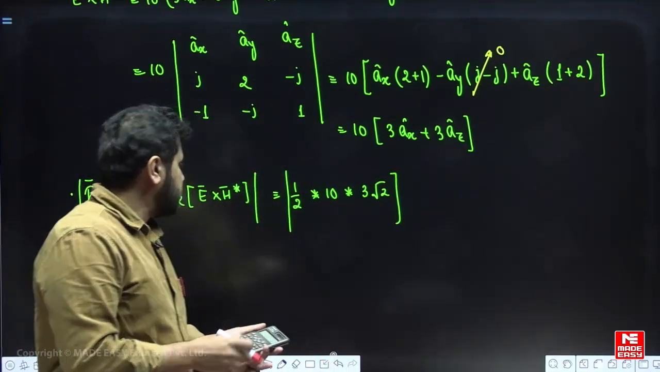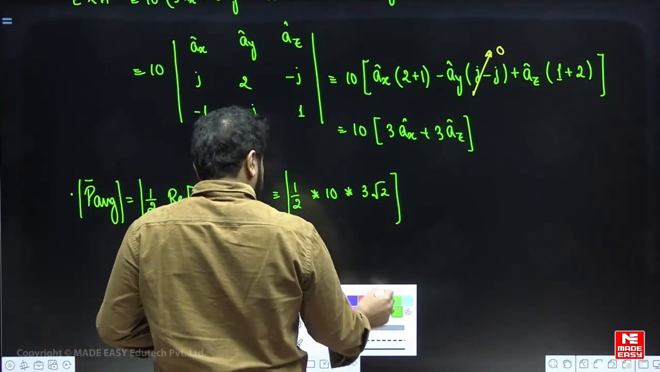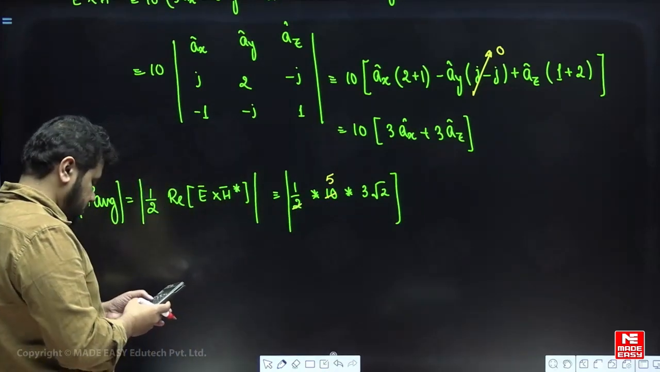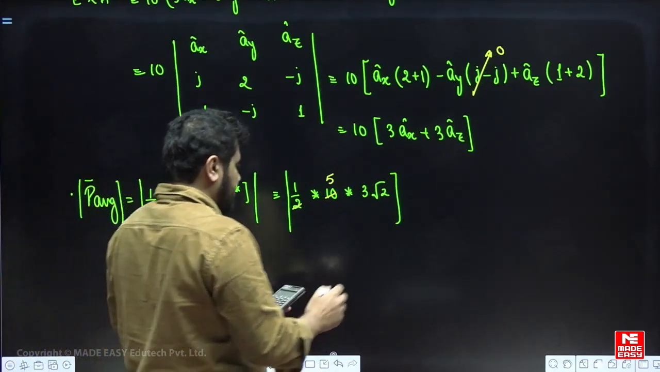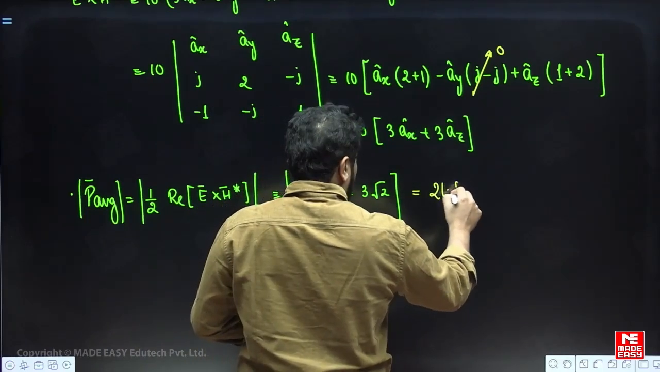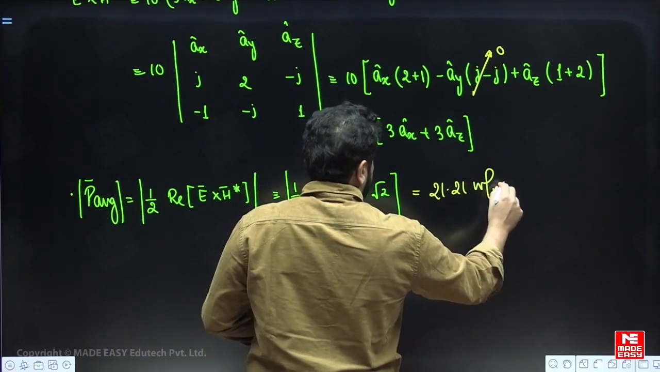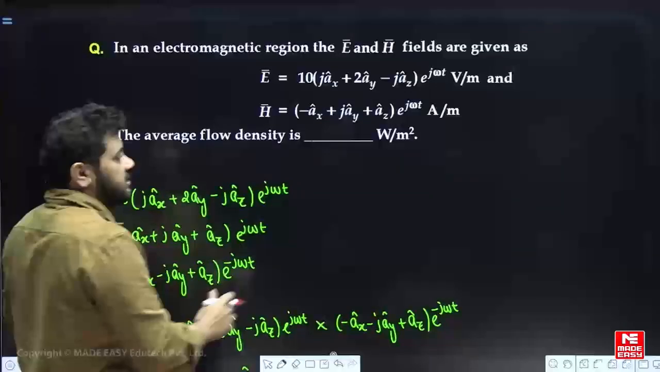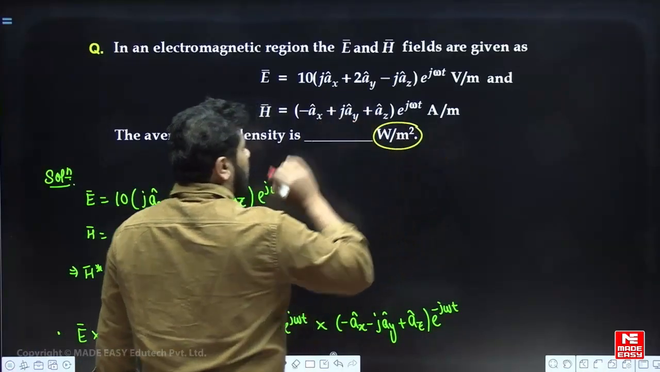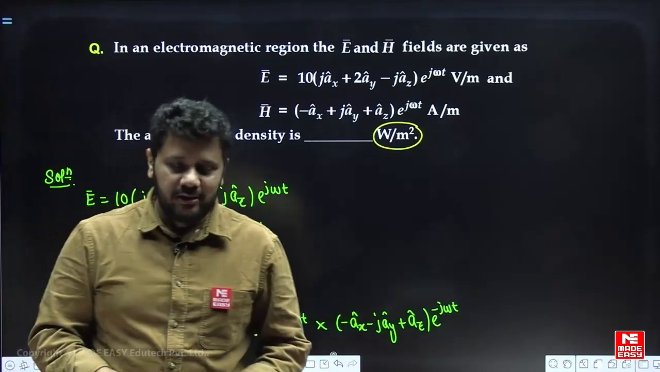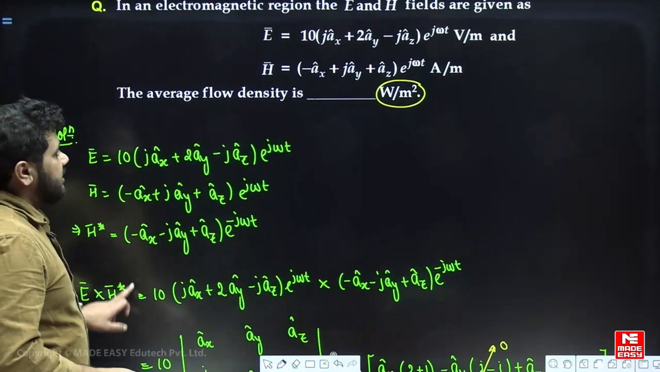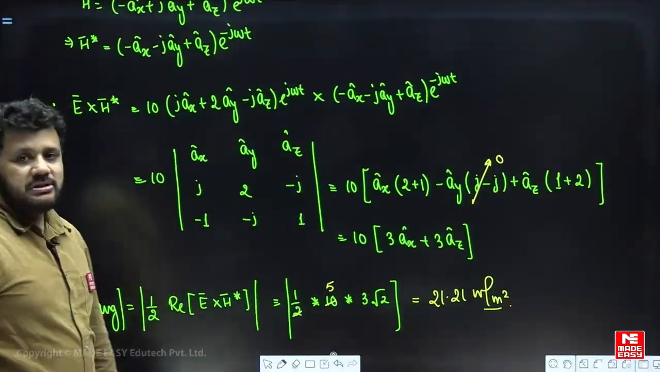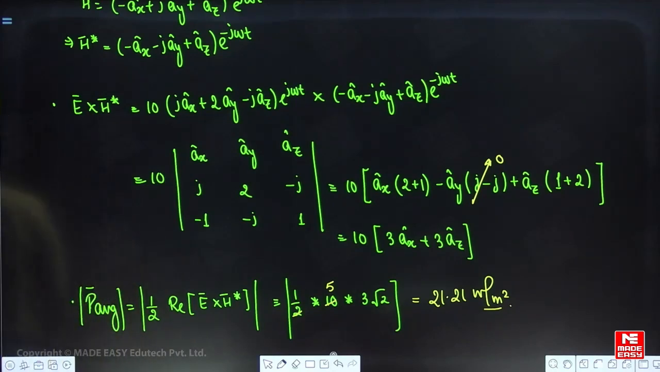Now I need a calculator to solve this. 10 divided by 2 is 5, so this is 15 root 2, and I get this value as 21.21 watt per meter square. In the question they are asking for the average flow density, and the unit given is watt per meter square, which means they are talking about the power density. So the answer should be 21.21 watt per meter square. I hope it is clear to everyone.